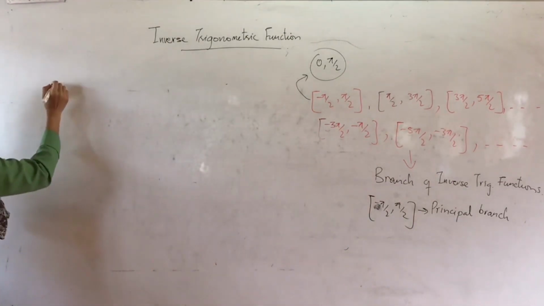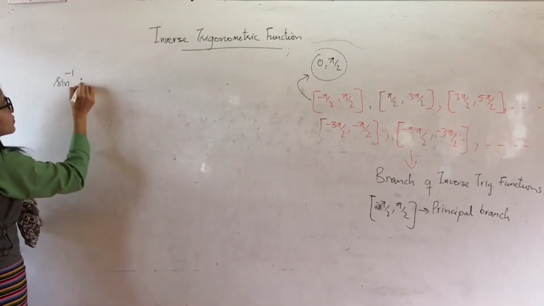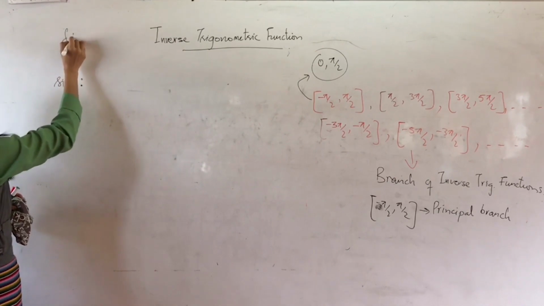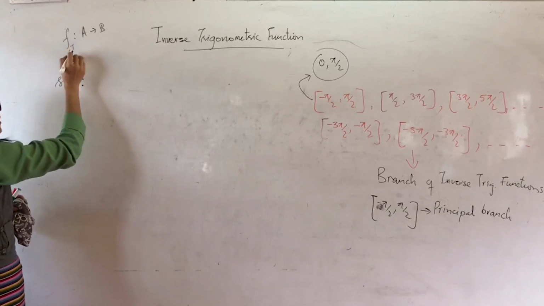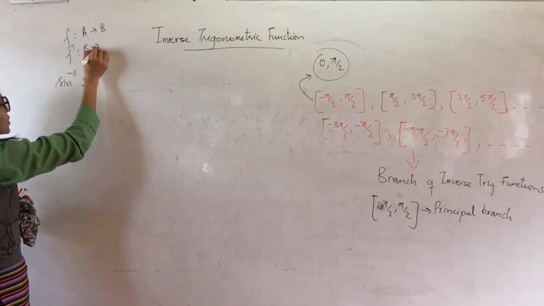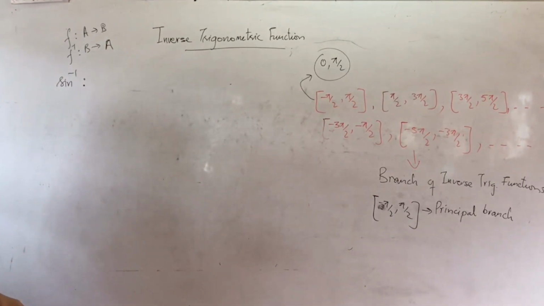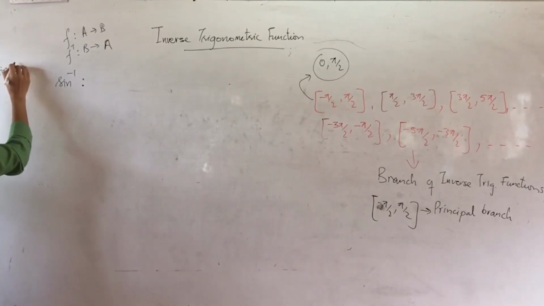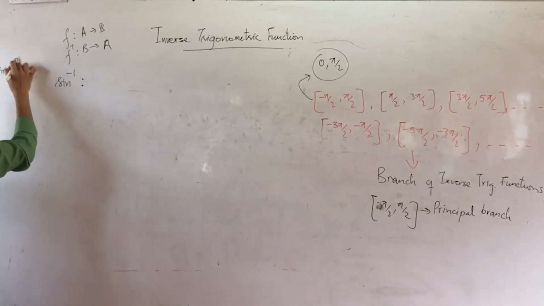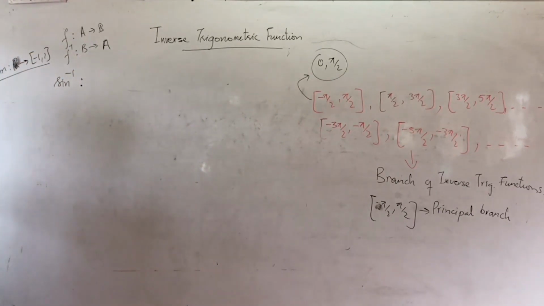Now I can define sine inverse. Okay, if my function f is from set A to B, then if f inverse exists, how do I write? f inverse is from B to A. Do you remember that? You have to interchange the domain and range set of the function. Now I have this. My function sine is from the set of all real numbers to, this is the domain and range of sine. Now for sine inverse, I have to interchange these two.